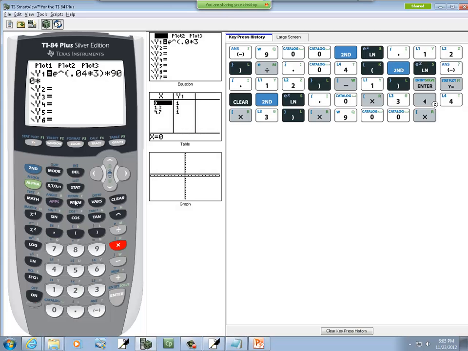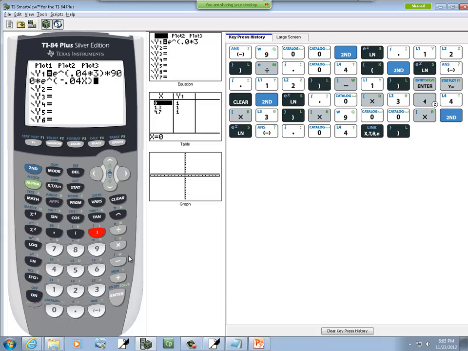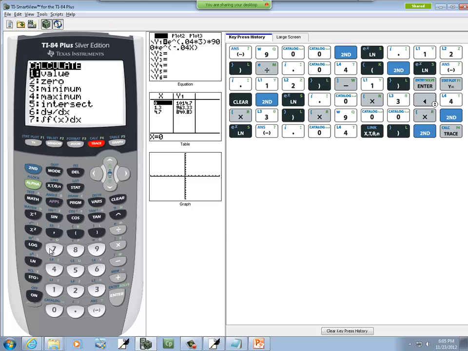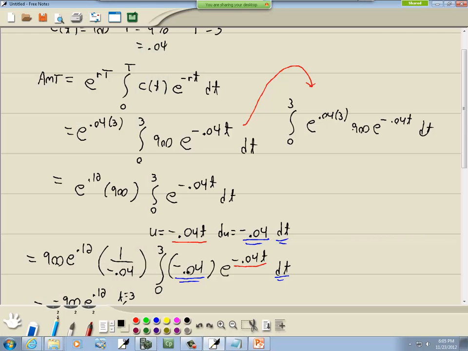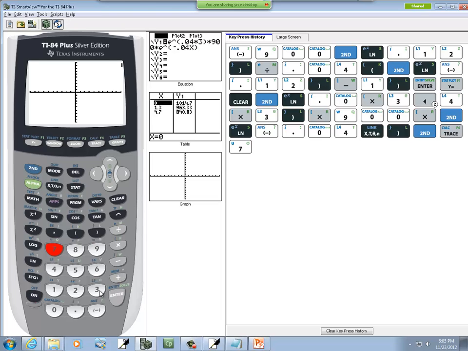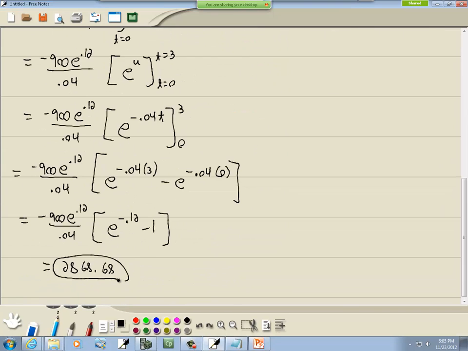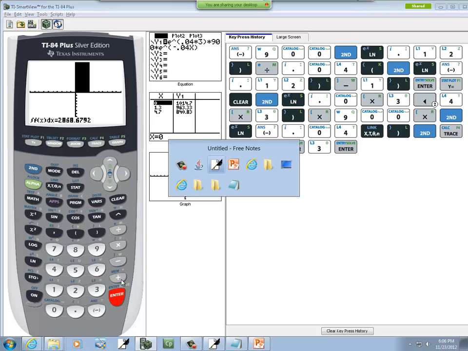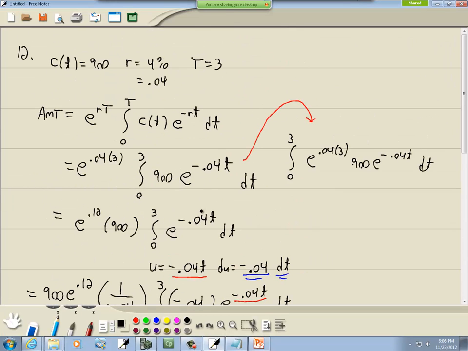Times e, so I do second ln, and then negative 0.04, and it says t, but I'll put x, close parentheses. Now let me do second trace and choose my integral one. Now this is probably one I would expect to see a rounding error pop up, but let's see, probably perfect. 0, 3. 2868.68. Perfect. Yeah, I guess I can't predict them, can I?